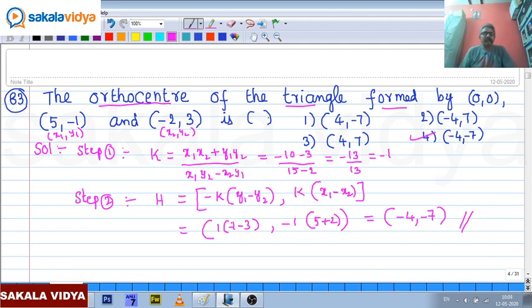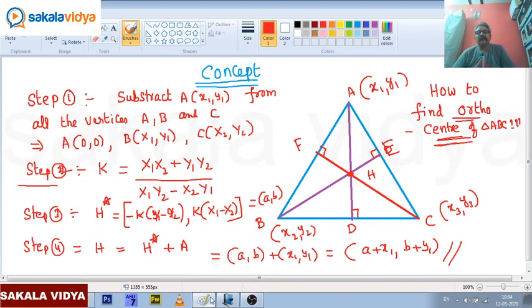See, this will be for whenever none of the vertices is the origin, this method is to be adopted. If one of the vertices is the origin, it is a very simple method, directly step 2, step 3, that's all. Step 2 becomes step 1, step 3 becomes step 2. You will get the answer.